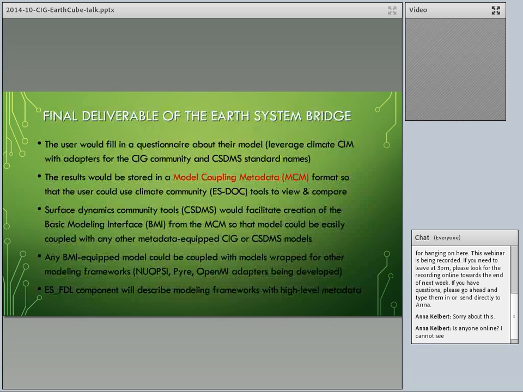It's very involved. So the final deliverable looks something like this. The user would fill in a questionnaire about the model, and the questionnaire results would be stored in this model coupling metadata format being developed. And then the user could use those climate community tools to view and compare the results, the metadata inserted, and the CSDMS tools could be used more easily because once the metadata is in the system, the basic modeling interface, the BMI, could be semi-automatically created. And then all BMI-equipped models could also be coupled with models wrapped for other modeling frameworks, and there is also a component that describes modeling frameworks themselves. So framework interoperability is the overall overarching aspect.